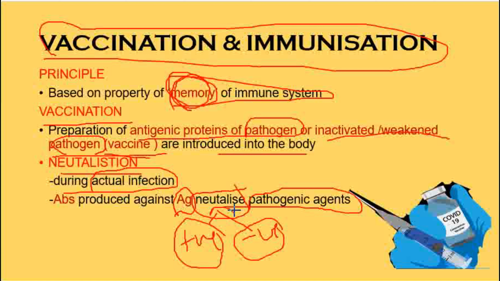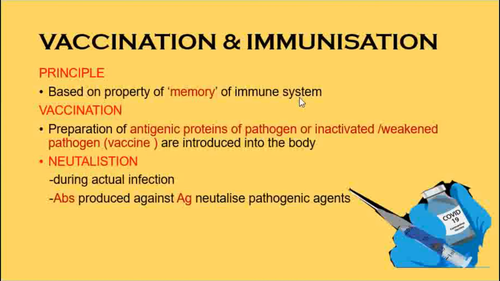Since our immune system has this property of memory, during a vaccination a pathogen which is inactivated or weakened is introduced into our body. During a second infection, when you actually get the coronavirus, this is the second time. The first time, during the vaccine, your immune system was exposed to this pathogen. The second time, the same pathogen in its active form is affecting you. Your body produces antibodies specific to the particular antigen, so that it kills the pathogenic agents. So this is about neutralization.